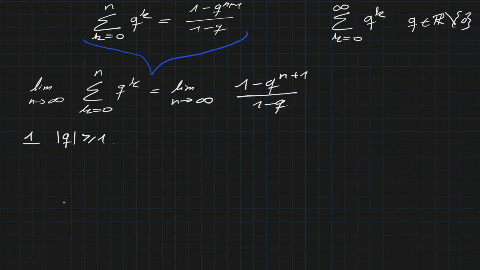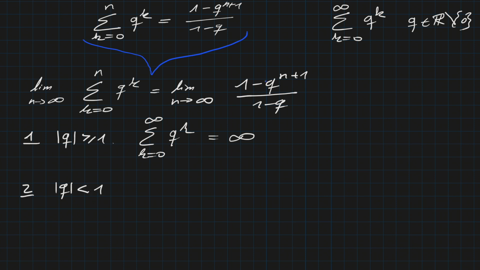because at the beginning I already told you a series only converges if the sequence inside the sum, this term here, is a sequence that converges against 0. So for those cases, the sum starting from 0 to infinity of q to the power of k is always infinity. So we are left with the case absolute value of q is smaller than 1.